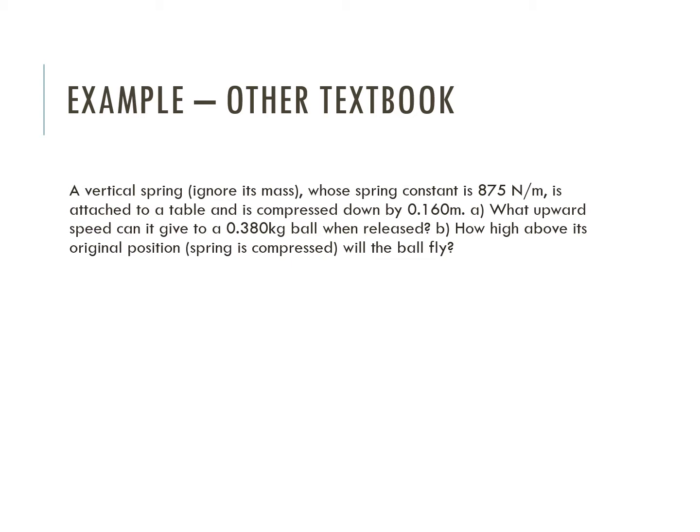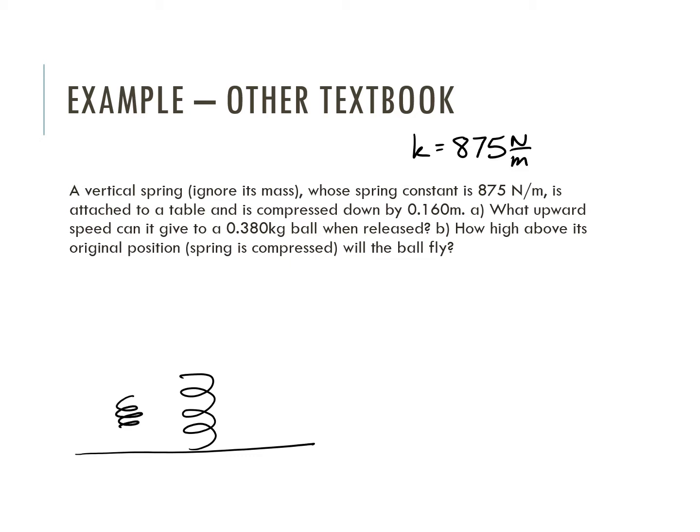The first thing I'm going to do is draw a picture, because one is not given in this particular case. We're going to have a vertical spring, and it has some spring stiffness constant of 875 newtons per meter. It's attached to a table and it's going to be compressed. So we're going to compress our spring down. Is this a perfect drawing? No, but it is what it is.